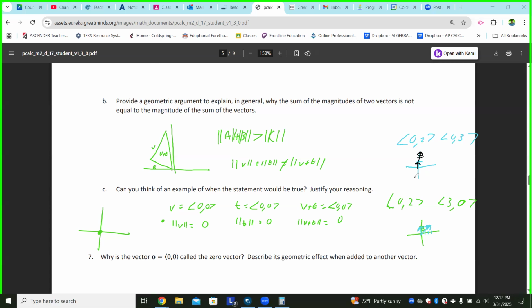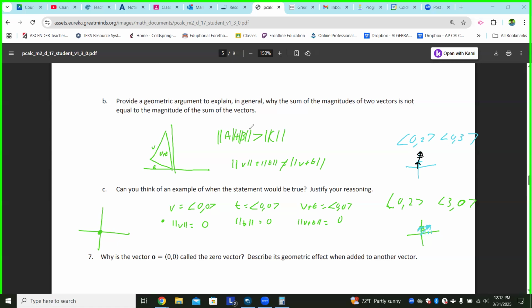All right. So let's work into example 7. It says, why is the vector, I think that's an O. Maybe it's a 0, but I think it's supposed to be lowercase o. Let's say call it 0, 0, called the 0 vector. Describe geometrically the effect when added to another vector. So why would they call this the 0 vector?